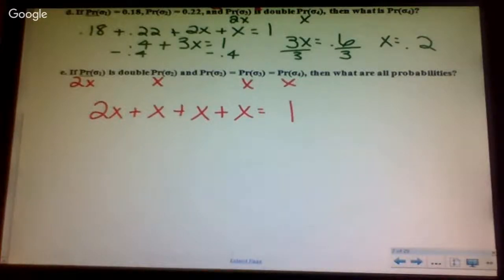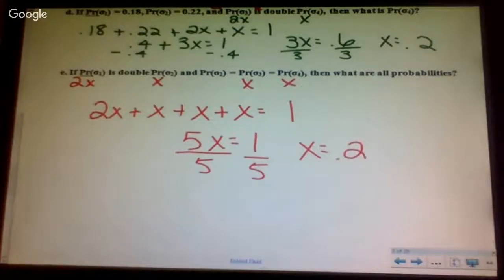This is P2 and this is also P2. Don't write a double X there. Okay, 5x. So 5X equals 1. Divided by 5, which means X equals 0.2. Okay, stop there.